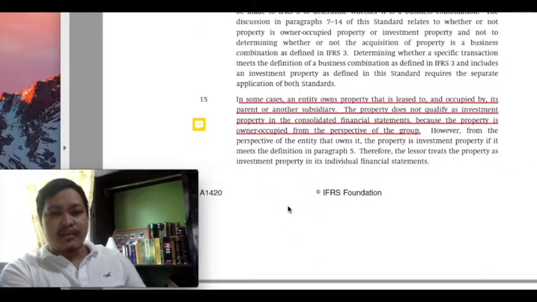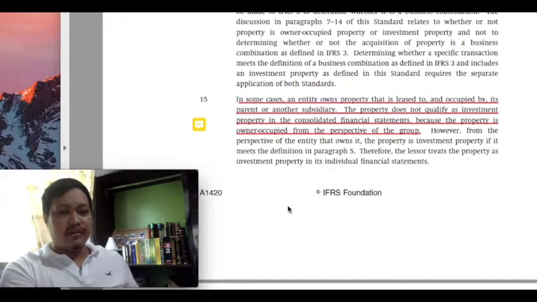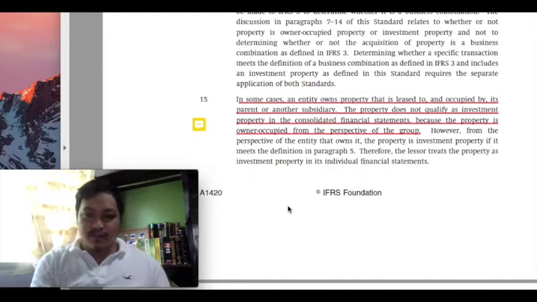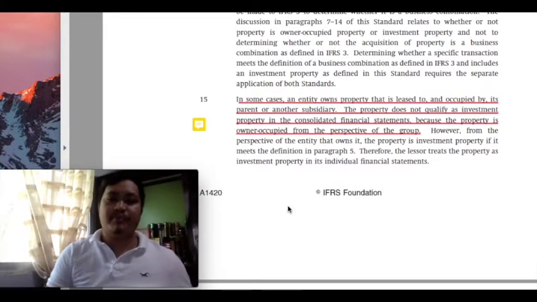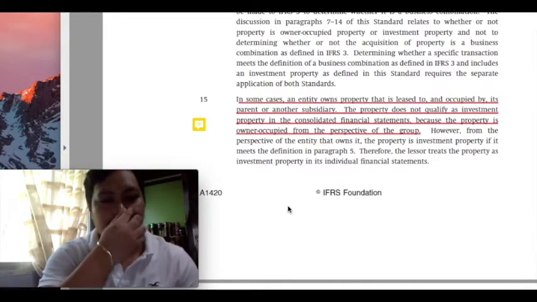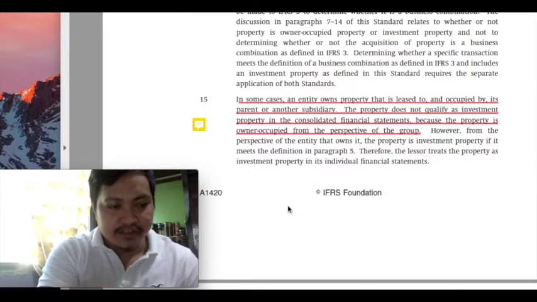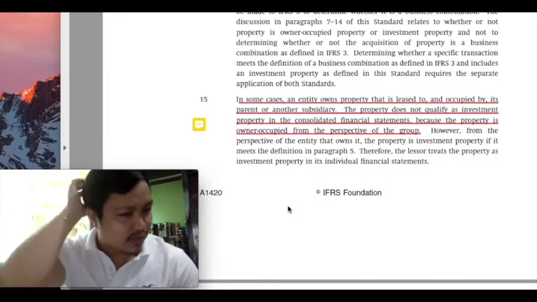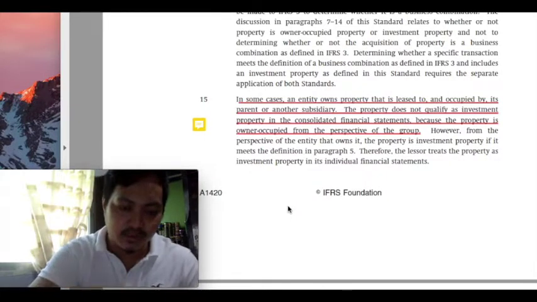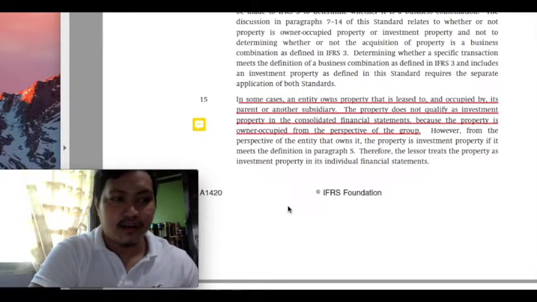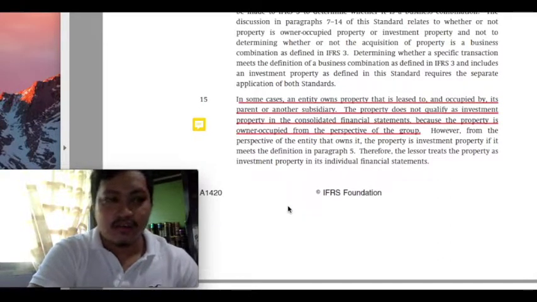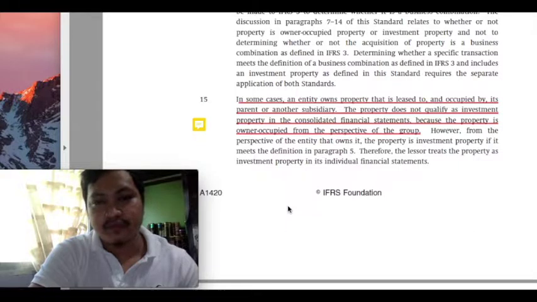In some cases, an entity owns property that is leased to and occupied by its parent or another subsidiary. The property does not qualify as investment property in the consolidated financial statements because the property is owner occupied from the perspective of the group. It's understandable for our class to get confused with this one, especially since we have not yet talked about consolidated financial statements comprehensively, and we have not yet discussed PFRS 3 and PFRS 10.